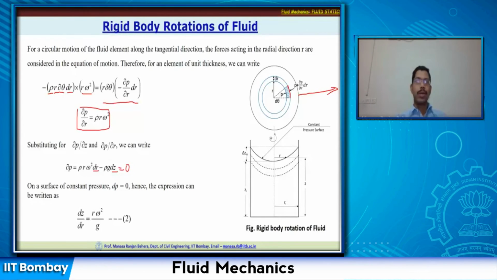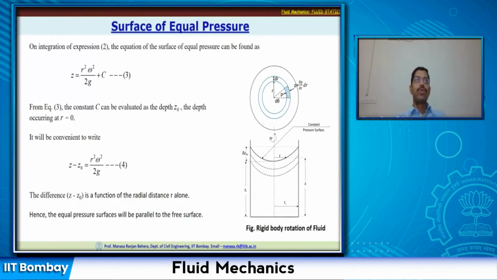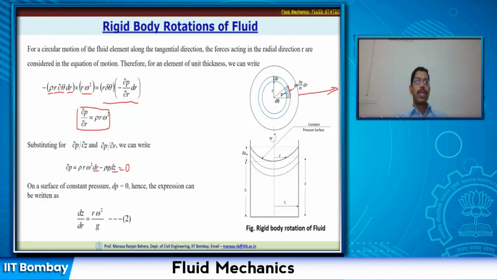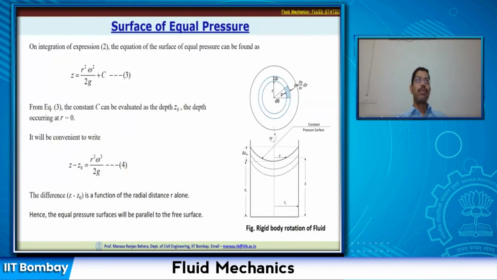Alright. Now, once we have done that, on integration of the expression 2, you can write down z is equal to, if you integrate this equation, ∂z is equal to r omega square by g dr, and integrate it, you will be able to write down z is equal to r square omega square by 2g plus some constant c.